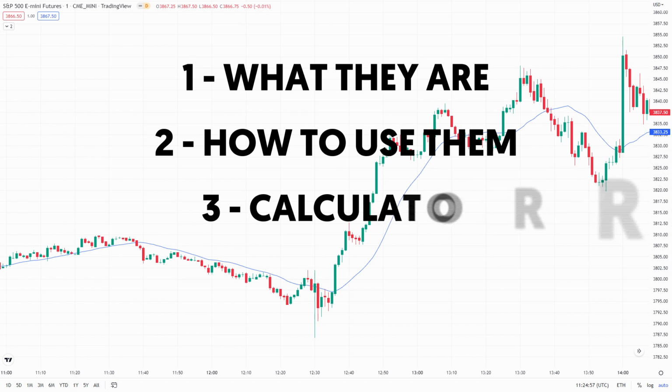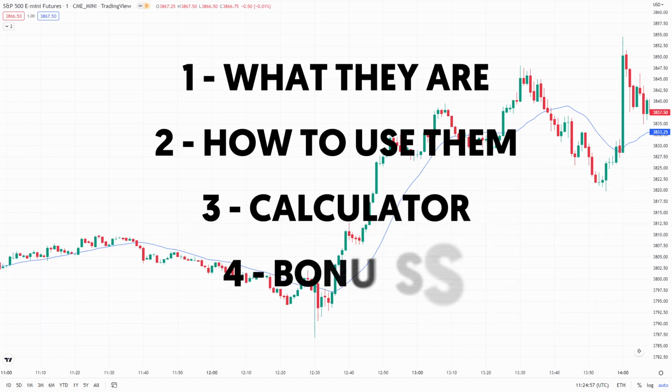In the end, I'll give you a calculator that you can use to make things simpler, and I'll also give you a final bonus tip with a different way of using the winning rate that you can implement right now on your own trading strategy.